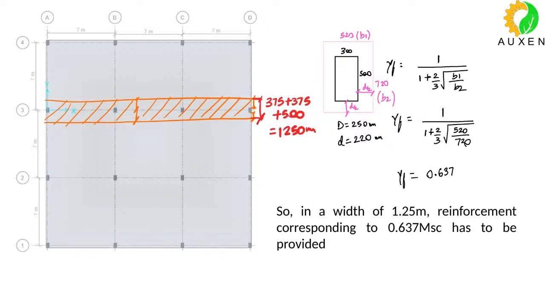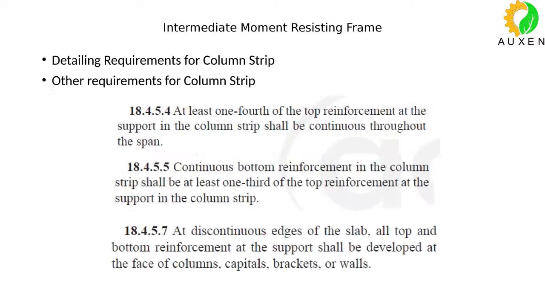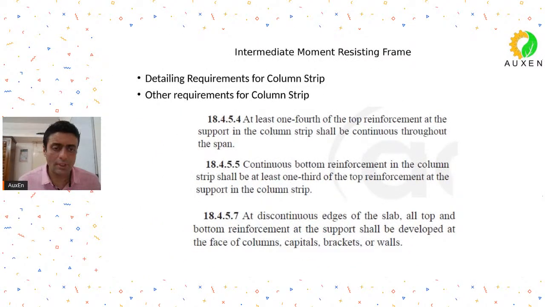So right now we are going to place 63% of the reinforcement, if you see, isn't it? Out of the total reinforcement that I place in the column strip, 63% will be placed within this strip which I have marked in orange. The code in the next clause says that it has to be at least 50%. Right now we are providing 63% of the reinforcement. Then it has provided some more clauses. These clauses you might find similar in IS 13920 also.